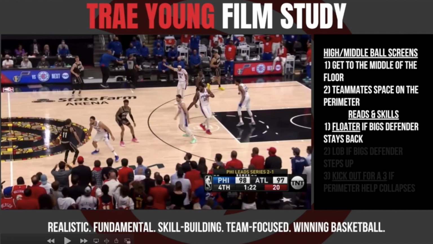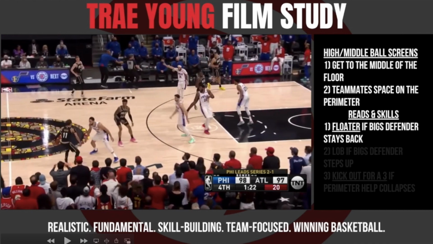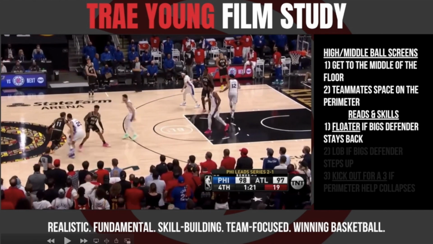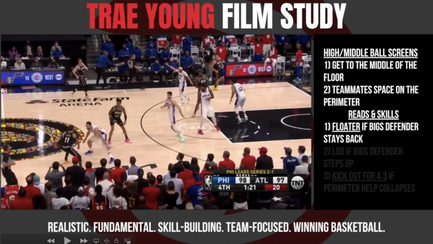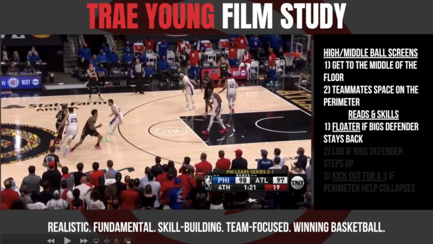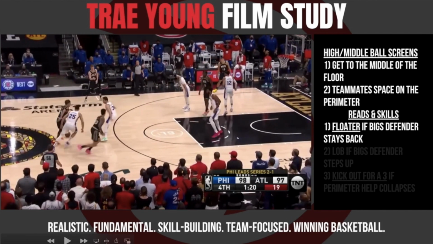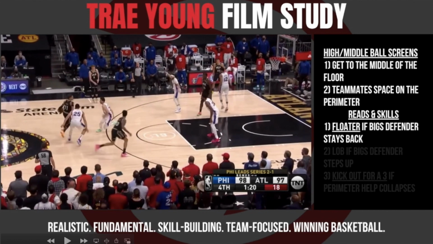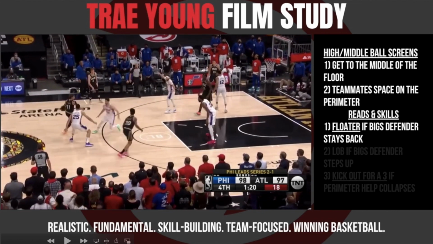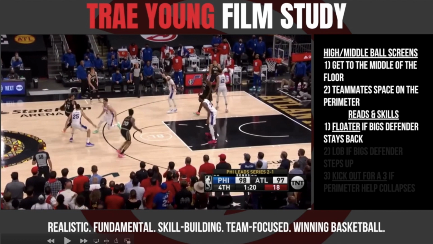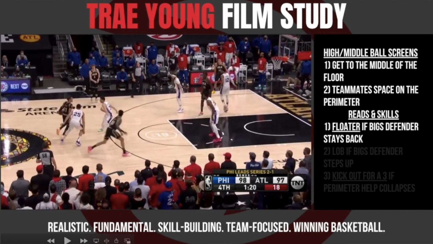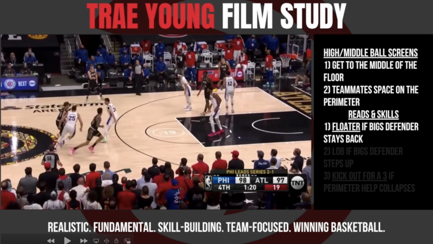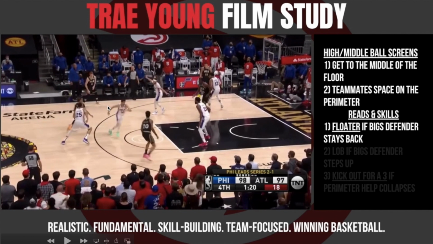So the first thing I want you to see, and each of these first few clips are going to be floaters, is that after each of these screens, Trae Young's eyes are up. You can see, even though John Collins doesn't make contact, there's still an advantage created. But right here, Trae Young's eyes are up and he's reading the defense and waiting for the defense to make a decision. As soon as Collins' defender, Korkmaz, hedges, he's going to hedge and then recover back to his man.